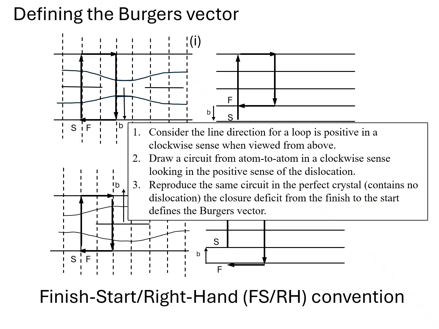Consider the line direction for a loop is positive in a clockwise sense when viewed from above. Draw a circuit from atom to atom in a clockwise sense, looking in the positive sense of the dislocation. Reproduce the same circuit in a perfect crystal. And the closure deficit from the finish to the start defines the Burgers vector. So by and large, what that means is that when one is defining the Burgers vector in this sense, the interstitial loop has the Burgers vector pointing upwards, and the vacancy loop has the Burgers vector pointing downwards.